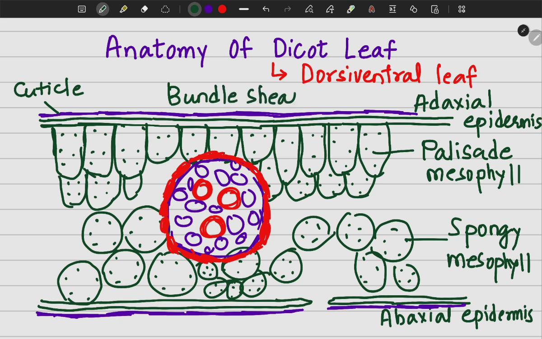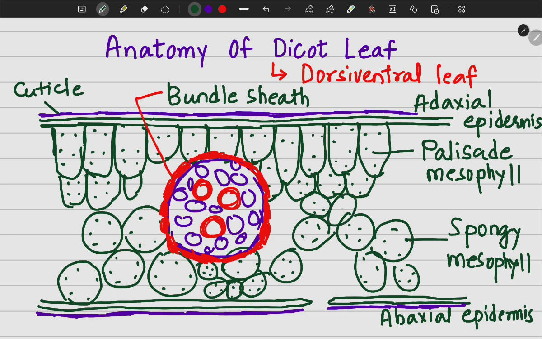Bundle sheath, because it is covering the vascular bundle, hence it is called bundle sheath. Inside the bundle sheath there will be vascular bundles, xylem and phloem. And these vascular bundles will be present whenever there is a leaf vein. Whenever there is a vein or veinlets inside the leaf, there we will find the vascular bundles.